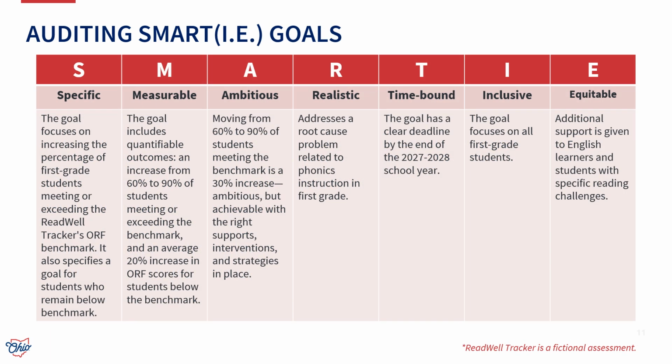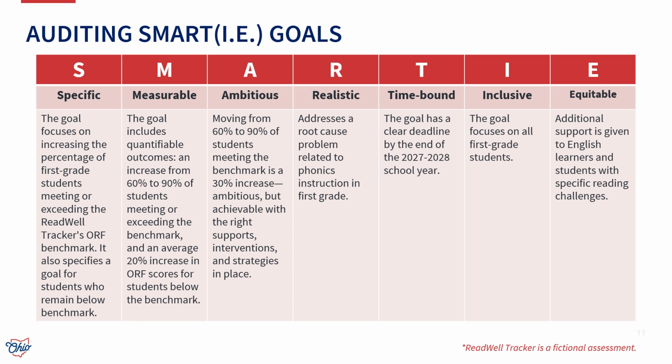Now let's audit the goal. Is the goal specific? The goal focuses on increasing the percentage of first grade students meeting or exceeding the Read Well Tracker's oral reading fluency benchmark. It also specifies a goal for students who remain below benchmark. Is the goal measurable? The goal includes quantifiable outcomes, an increase from 60% to 90% of students meeting or exceeding the benchmark, and an average 20% increase in oral reading fluency scores for students below the benchmark.